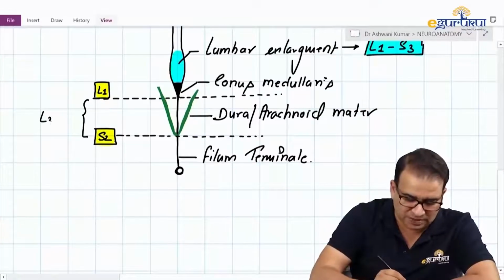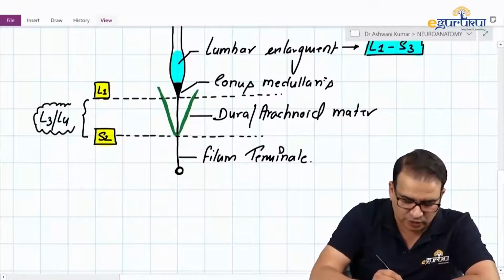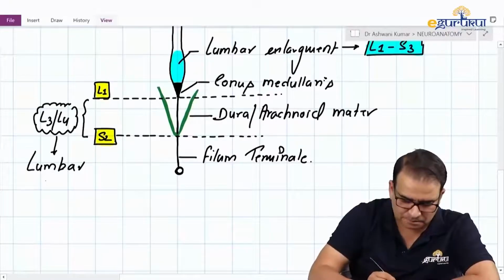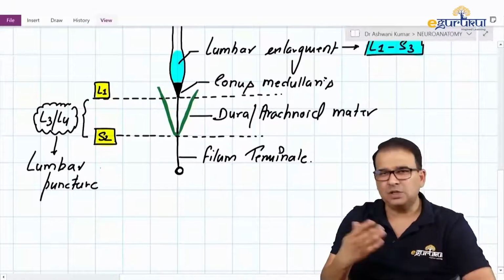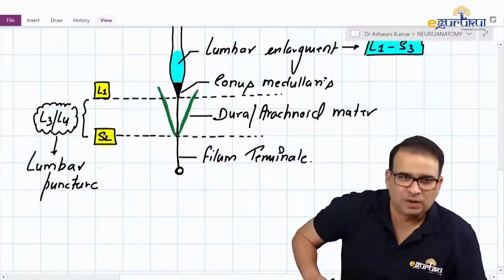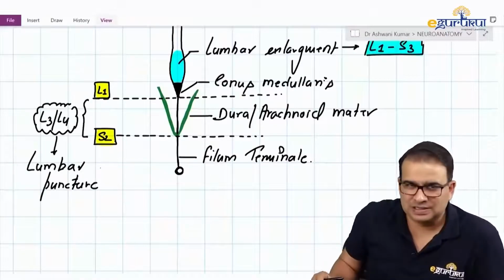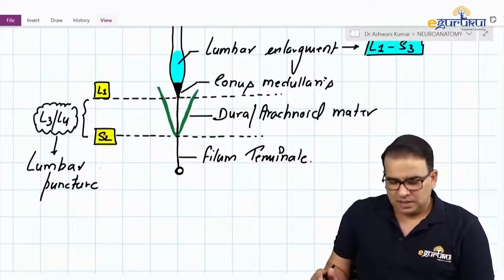and most preferably somewhere in between L3, L4, if I take the ideal site, L3, L4 is the most preferred site for what? Lumbar puncture. Preferred site for the lumbar puncture. You can always do the lumbar puncture from one segment above or one segment below. We can do that, but L3, L4 is the standard.